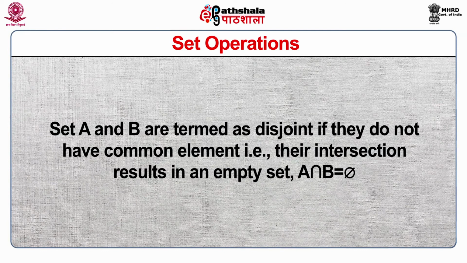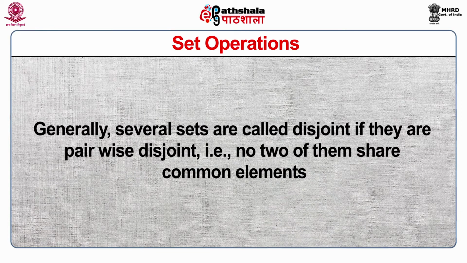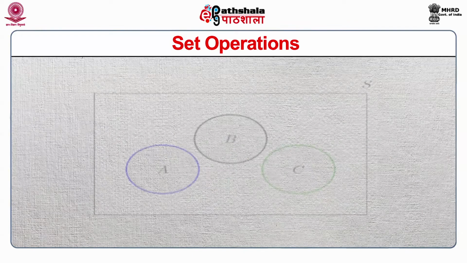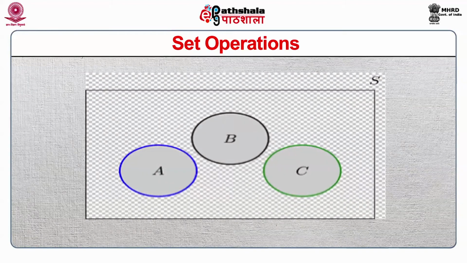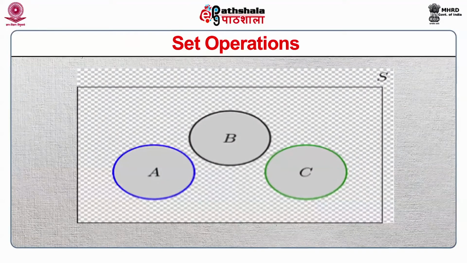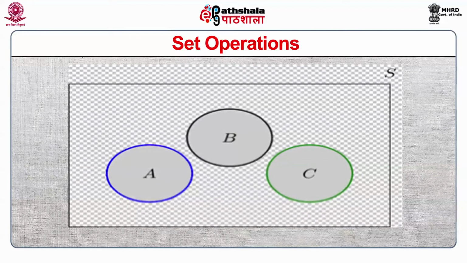Fifth, the sets A and B are termed disjoint if they do not have a common element. That is, their intersection results in an empty set, where A intersection B is equal to the empty set. Generally, several sets are called disjoint if they are pairwise disjoint, that is, no two of them share common elements. The figure shows 3 disjoint sets. Here, A, B and C are disjoint.